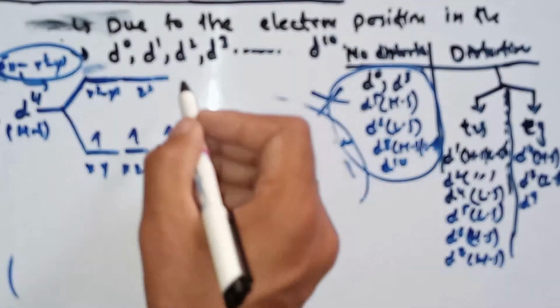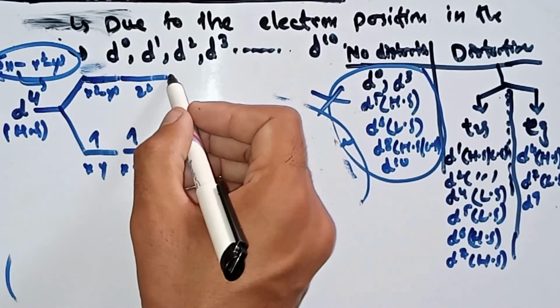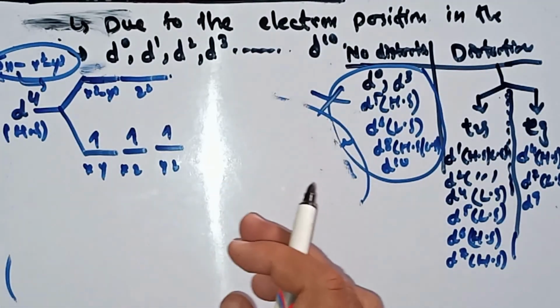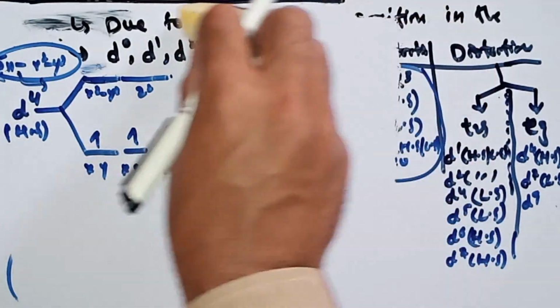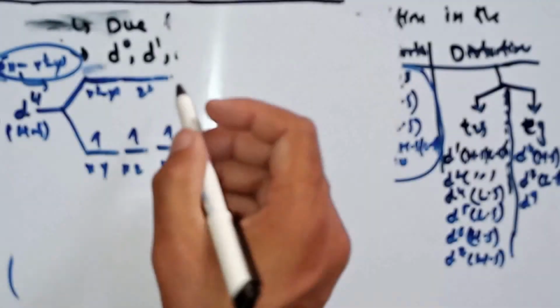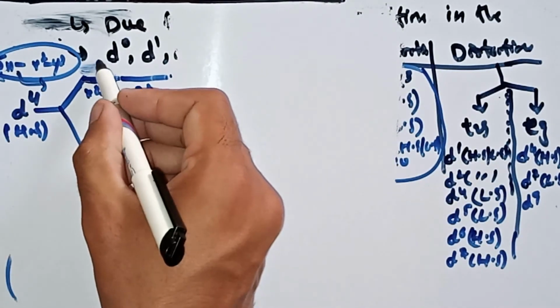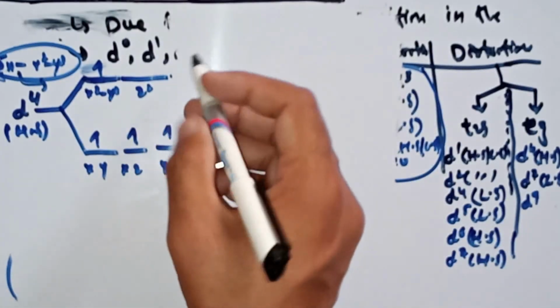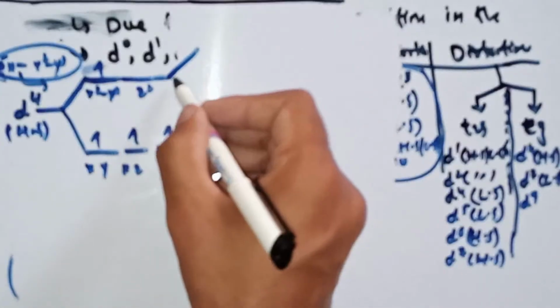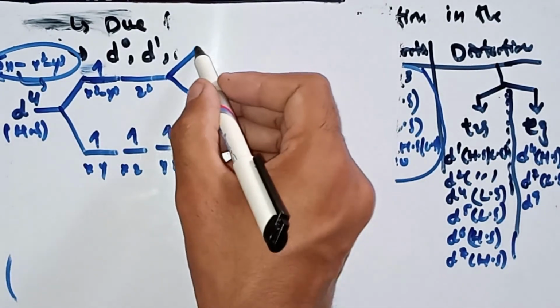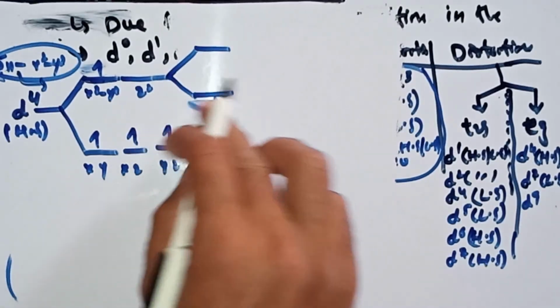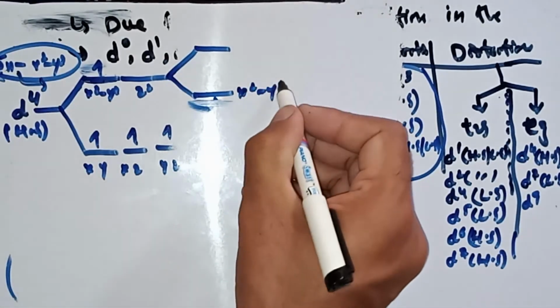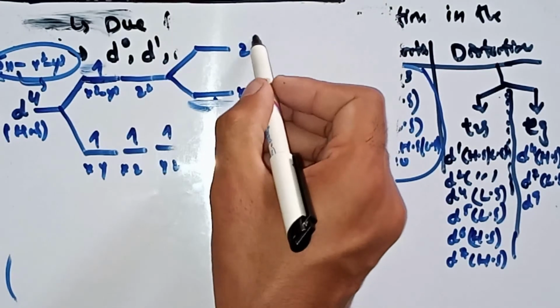Let me clear the board correctly, you can take a screenshot. What will happen if the electron is in x square minus y square? Then the situation will become that the energy of x square minus y square decreased, while the energy of z square increased.